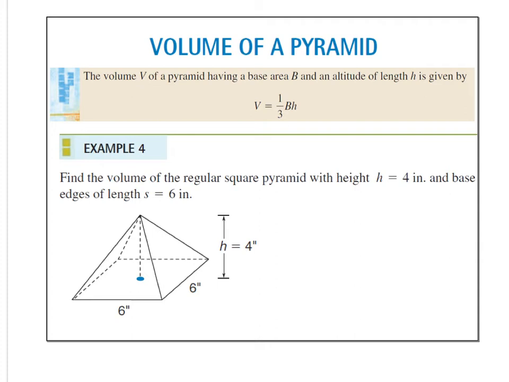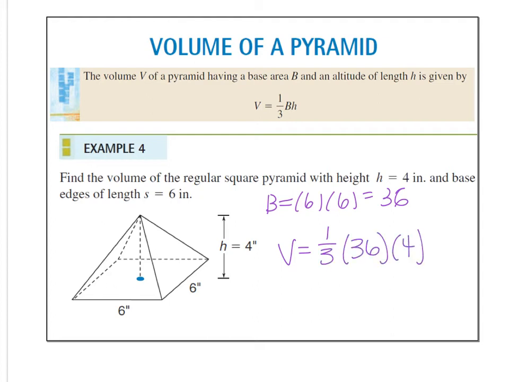So to do this one, what I want to do is first find the area of my base. And I know that the area of my base is 6 times 6, or 36. And I know that my height here is 4, so when I plug in for my volume, I get 1/3 the area of my base, which is 36, times my height of 4. So this reduces down to 12. 12 times 4 is 48, so I have 48 inches cubed as my volume.